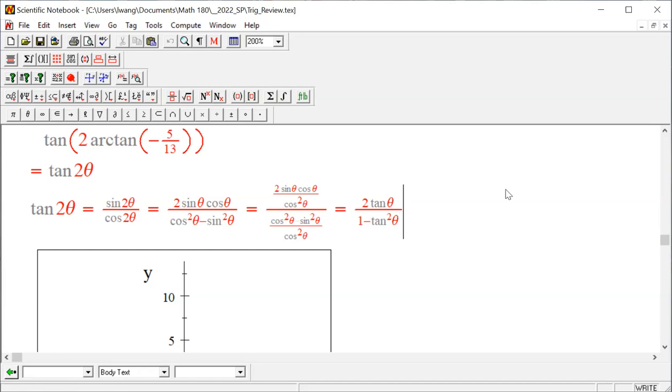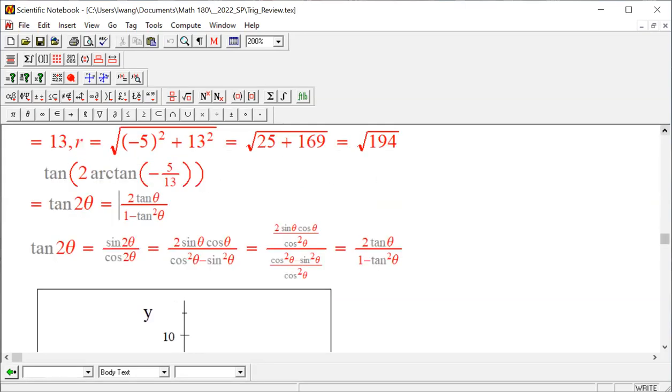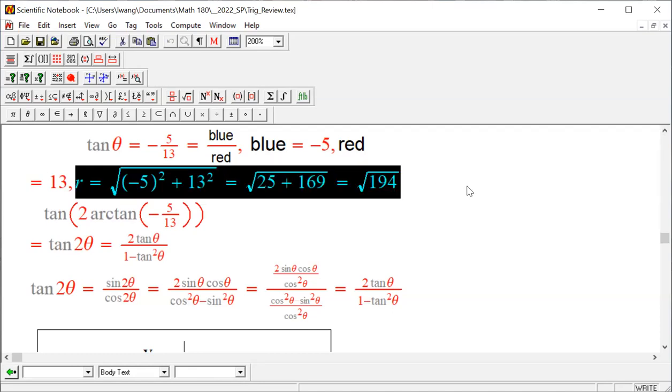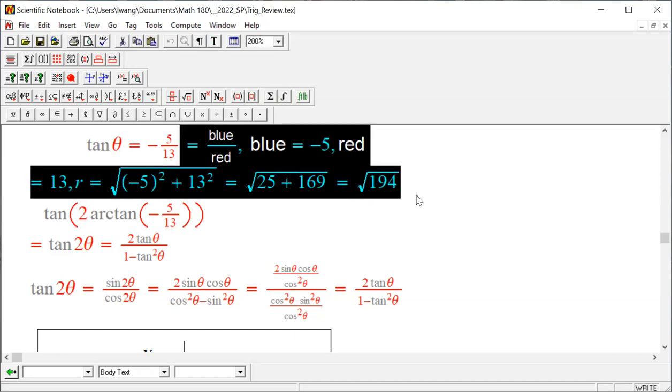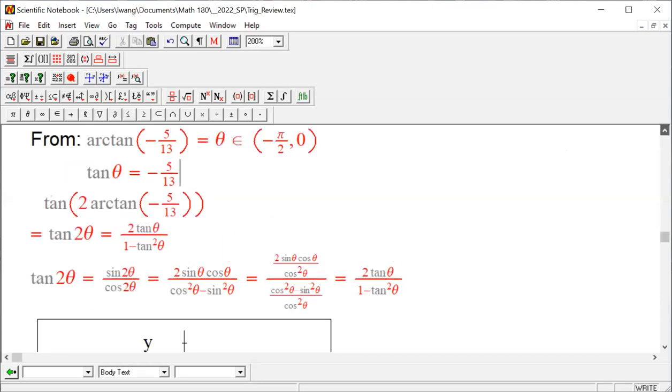Along the way, we can use this formula, or this formula, or this formula. But it looks like this formula is the one that will give us the most convenience. So I'm going to use this formula for tangent 2 theta, because to get what we need, we just have to plug in tangent theta. We don't even need to find the r. Oh gosh, if we had found this out before, we wouldn't even need to do this, guys. So I deleted it.